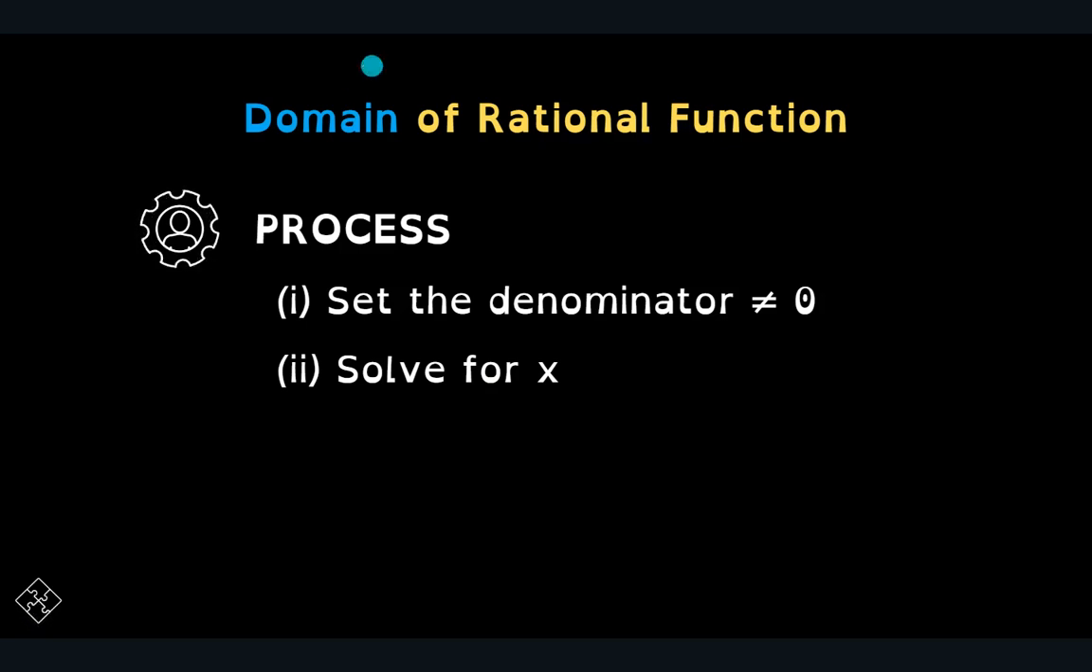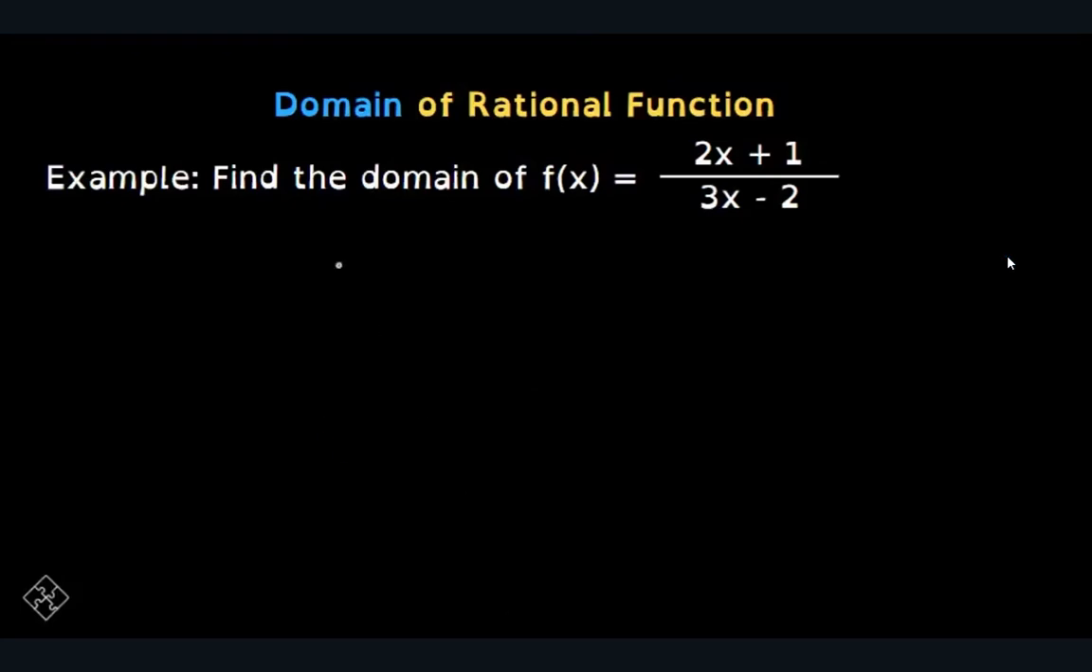So, in this process, there are just 2 procedures we will do. First, we will set the denominator not equal to 0. Second, we will solve for x and have a conclusion. So, that's it. Let us proceed. In this example, we will find the domain of a rational function. We have the given: find the domain of f of x equals 2x plus 1 all over 3x minus 2.